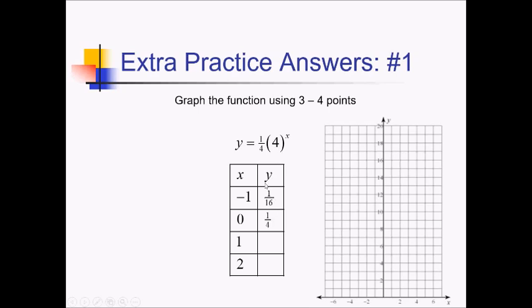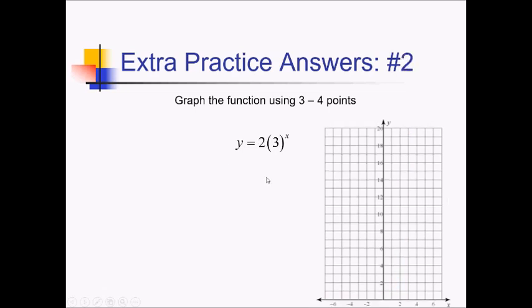And you can see we're multiplying by 4 each time. So this next one is just going to be 4 times 1/4, which is just 1. And 4 times that's going to give us 4. So plugging all those into the graph here, we've got -1, 1/16 right there, and then 0, 1/4, 1, 1, and then 2, 4. And then just drawing a curve that has a horizontal asymptote. There we go. So there's our exponential function.